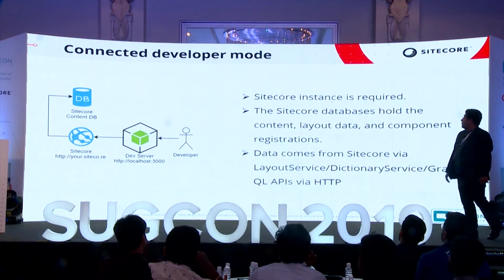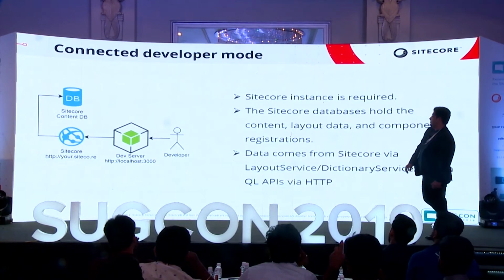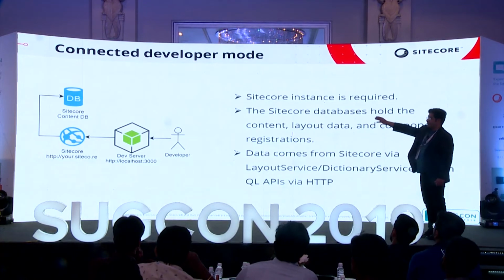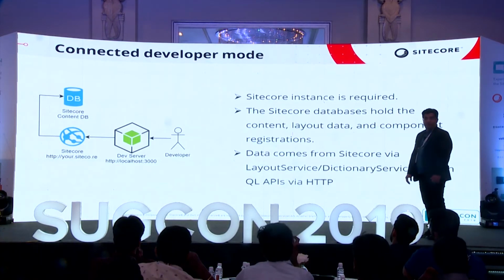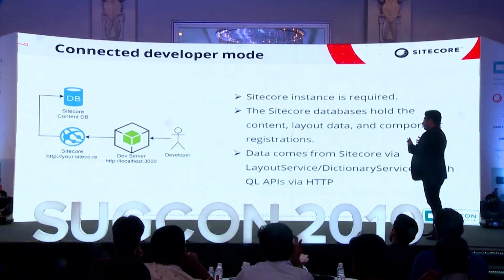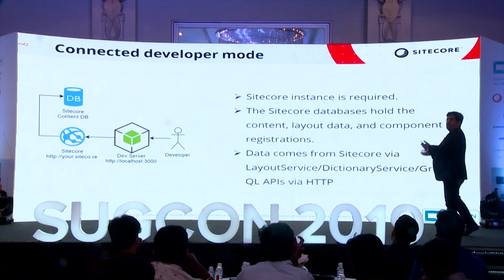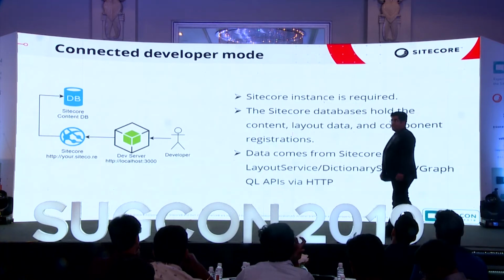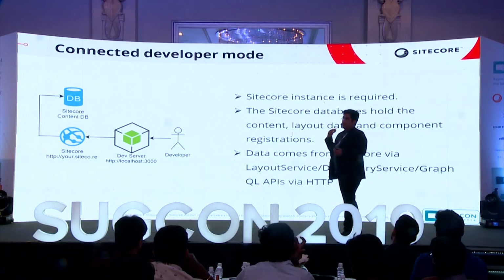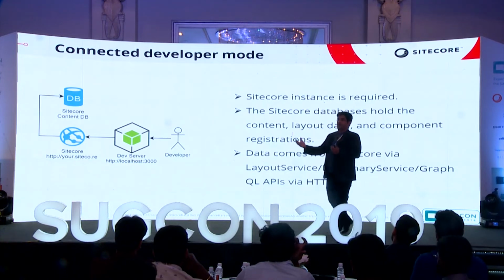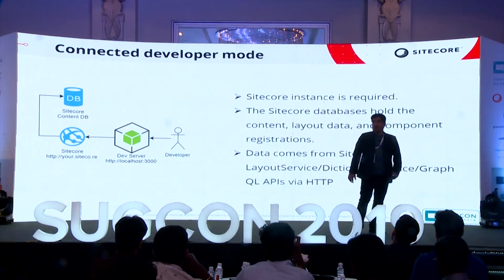In connected developer mode, a Sitecore instance is required. So developers are going to the dev server, you're hitting your Sitecore instance, and data is getting provisioned from the content DB. So, data comes from layout services, dictionary services, and GraphQL APIs over HTTP in that case. One of the important things to note is once you have started in the connected mode, there's no way to go back into the disconnected mode. So once you have connected, you have to carry on working with that.